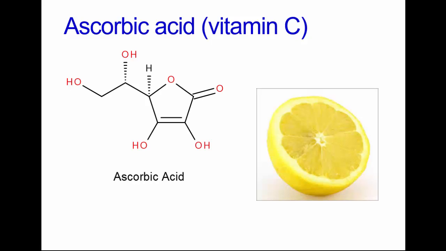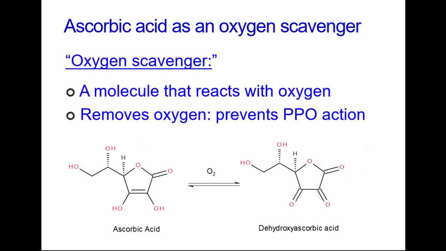Now, this acts to inhibit polyphenol oxidase in two distinct ways. First, ascorbic acid reacts with oxygen itself, producing dehydroascorbic acid. This is said to be oxygen scavenging and reduces the amount of oxygen available for the PPO reaction, so reducing the rate of browning.